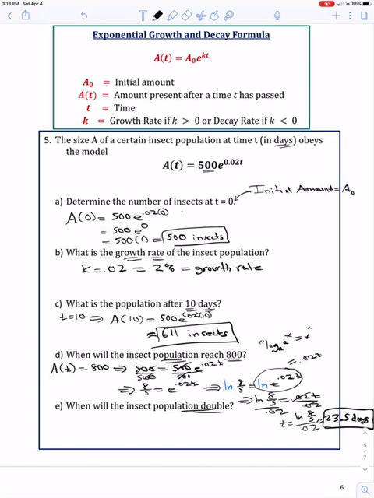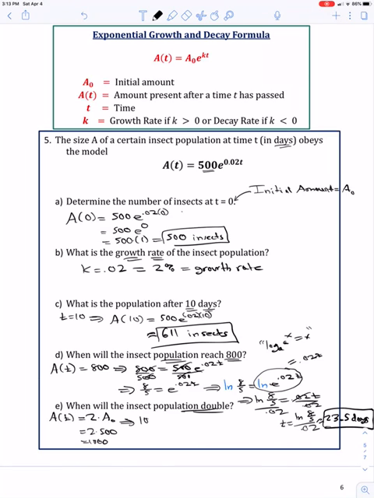So when will we double our initial amount? When will A of t equal 2 times the initial amount, A sub 0? So when will that equal 2 times 500? When will it equal 1,000? So with that, let's go ahead and set that up.